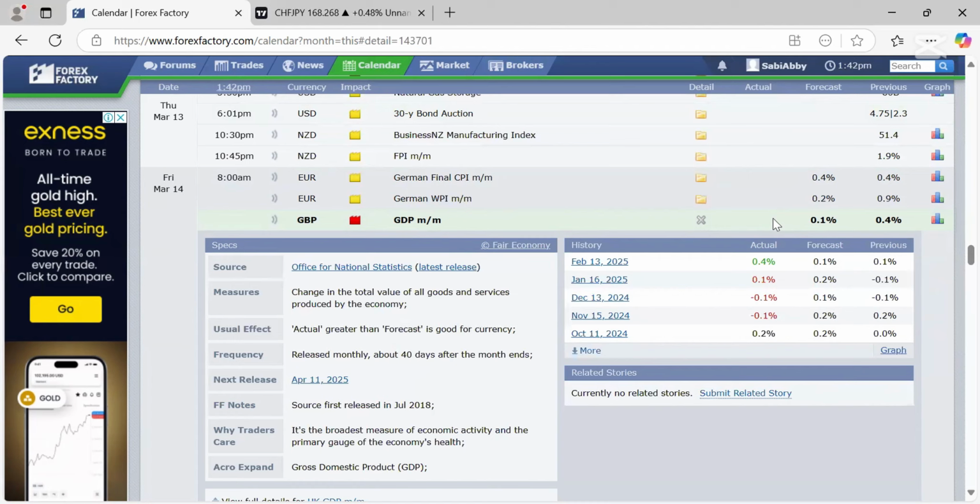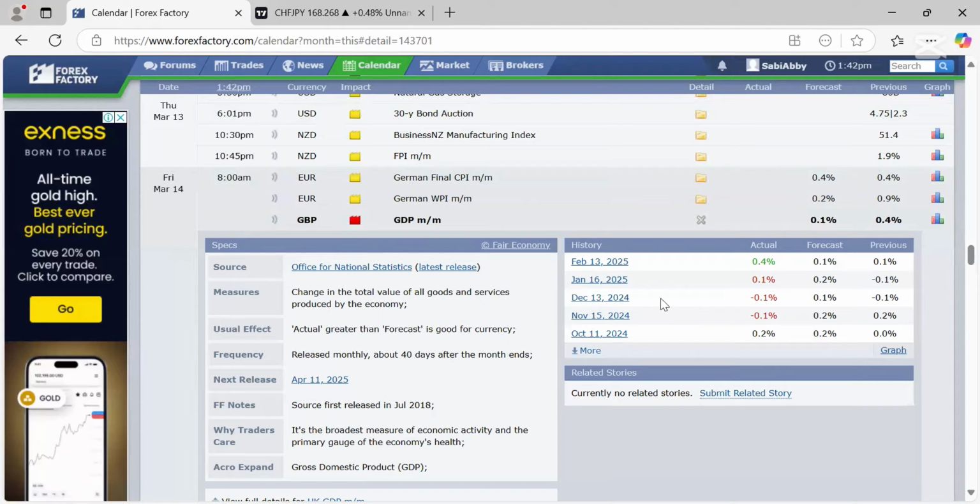So higher GDP basically means stronger currency, and when you see a stronger currency, investors generally gain more confidence. But if GDP comes out weaker than expected, then it shows economic slowdown or recession, which basically leads to potential currency depreciation.